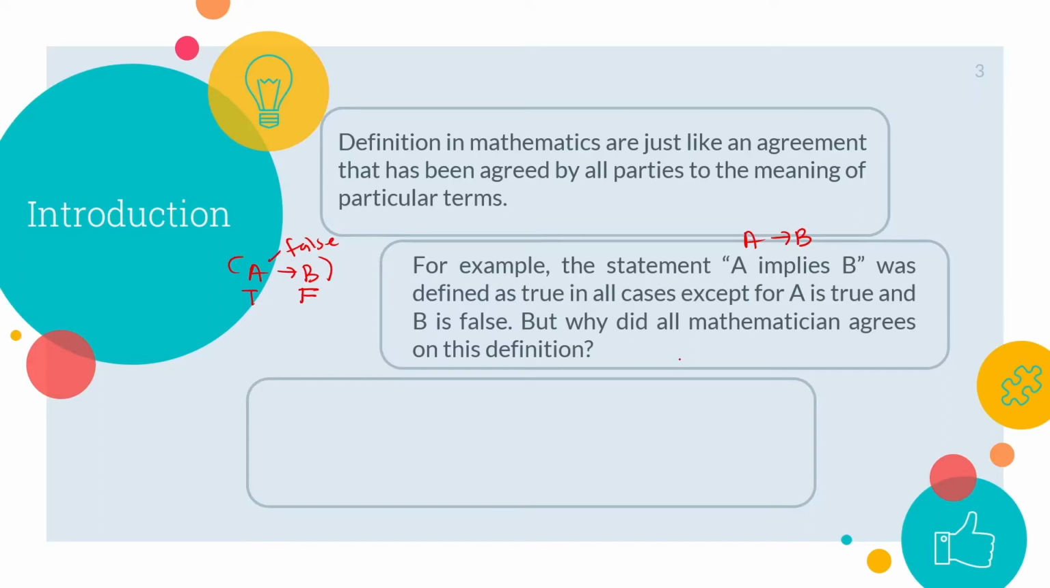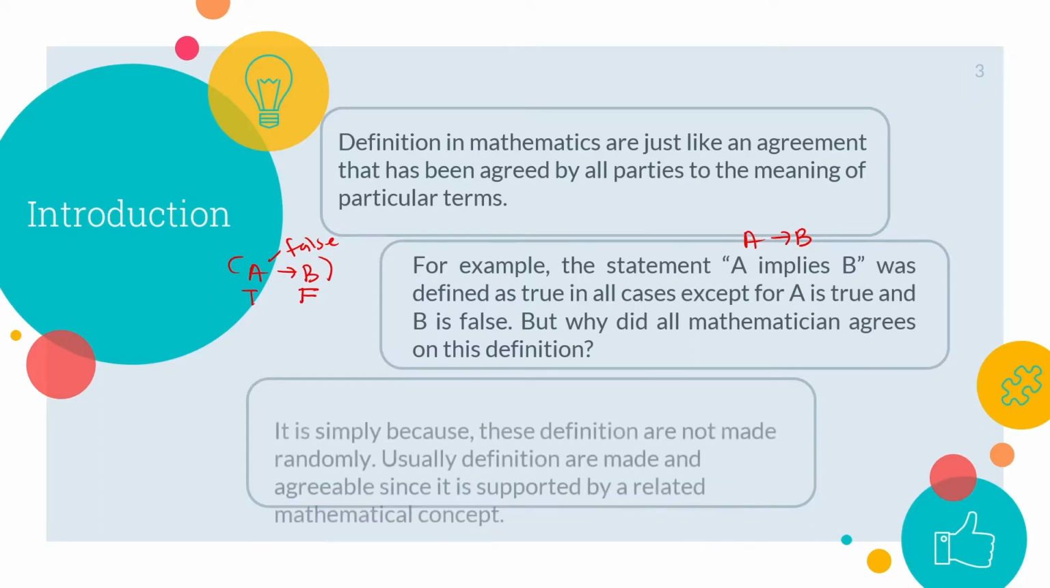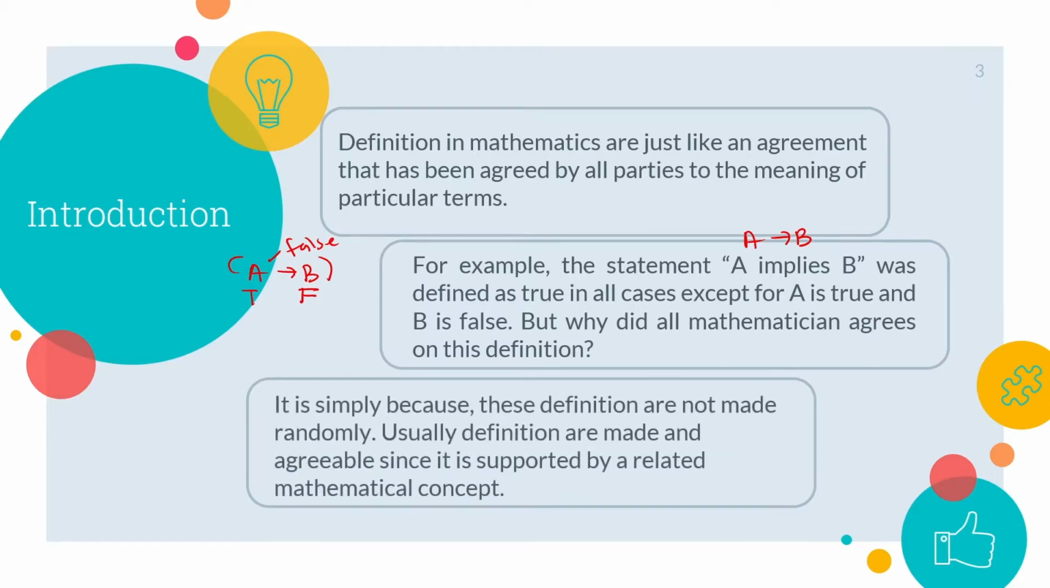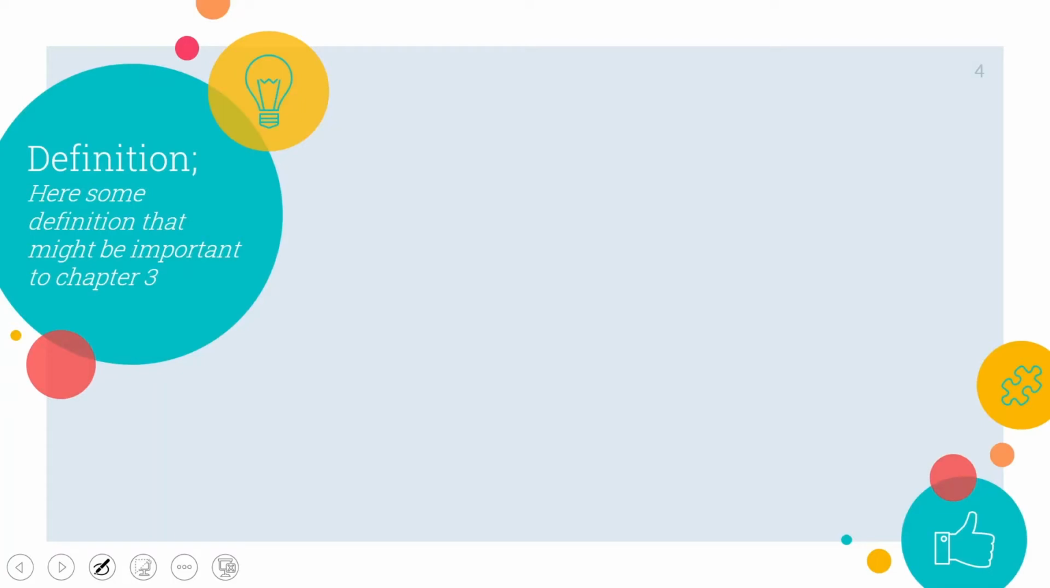Okay, but why did all mathematicians agree on this definition? It is simply because these definitions are not made randomly. Usually definitions are made and agreeable since they are supported by a related mathematical concept. So basically the definition has been proved before by some other mathematician, with a supported mathematical concept.